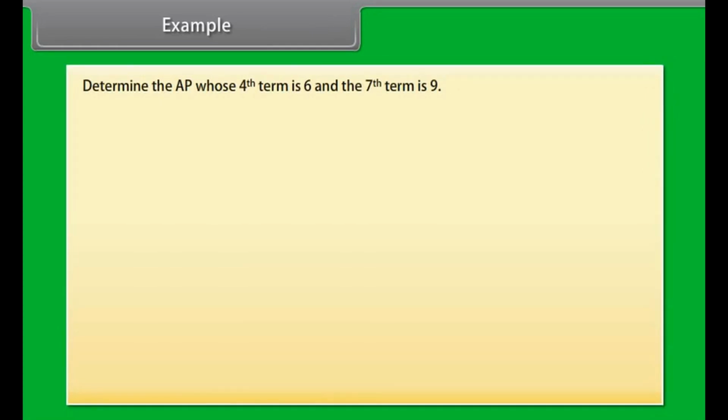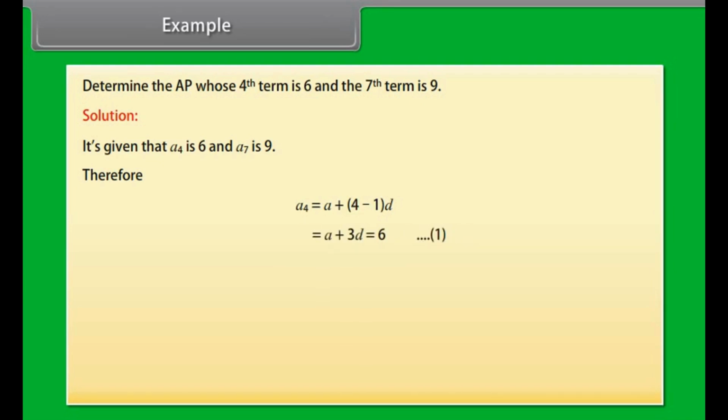Example. Determine the AP whose 4th term is 6 and the 7th term is 9. Solution. It's given that A4 is 6 and A7 is 9. Therefore, A4 is equal to A plus 4 minus 1 D, which is equal to A plus 3D, which equals 6. Mark it as equation 1. And A7 is equal to A plus 7 minus 1 D, which is equal to A plus 6D, which equals 9. Mark it as equation 2.